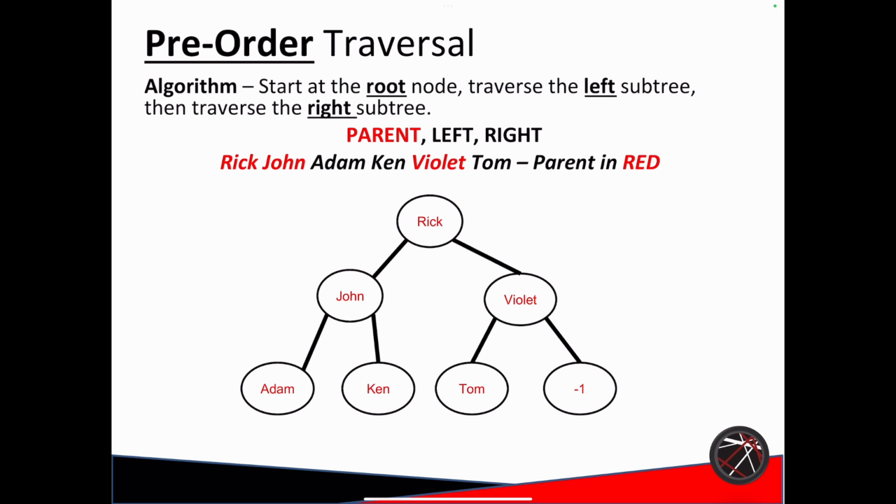Our parent being the root node, we always deal with the parent first with a pre-order. So in other words, we would read through this. We'd look at the parent first, Rick. We prioritise the left-hand side, so then left will be John. We then go down again, looking for our next parent, which will be Adam. There's nothing else there, so we go to the left-hand side. There's nothing from Adam to the left-hand side still, so then we now go to the right, and then we get Ken. We've done all of the left-hand side, so now we go to the right-hand side. We therefore go to Violet. We look to the left-hand side of Violet and find Tom. There's nothing to the right-hand side. We're done.